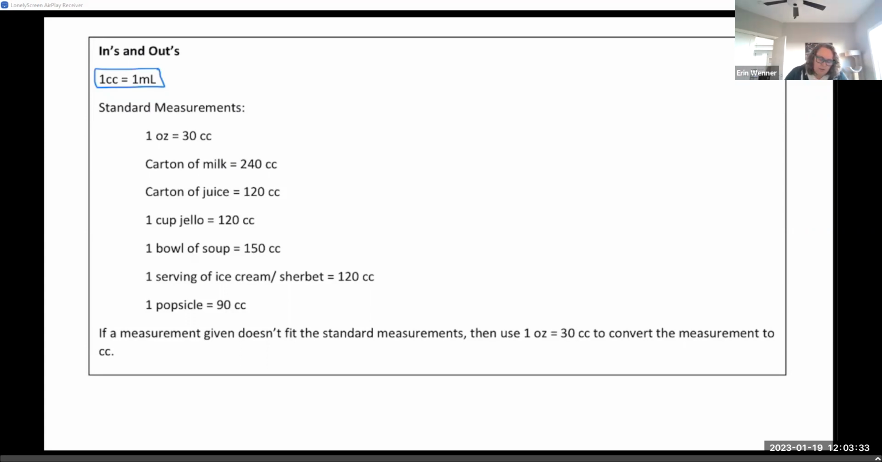So 1 ounce is equal to 30 cc's. A carton of milk is 240 cc's. A carton of juice is 120. 1 cup of Jello is 120. 1 bowl of soup is 150. 1 serving of ice cream or sherbet is 120. 1 popsicle is 90. If a measurement doesn't fit the standard measurements, then you're going to use, again, that 1 ounce equals 30 cc's to convert the measurement to cc's.